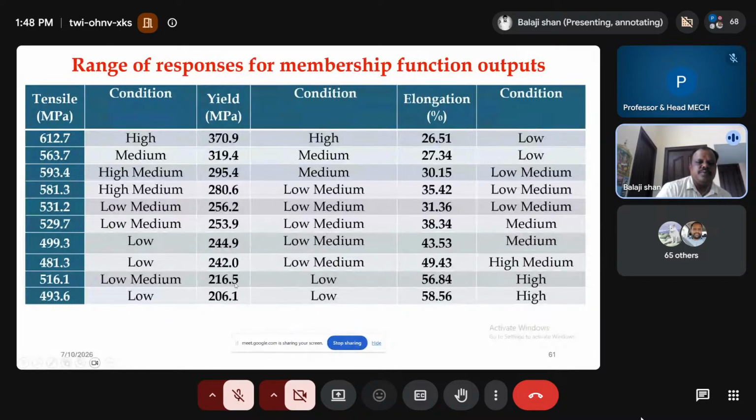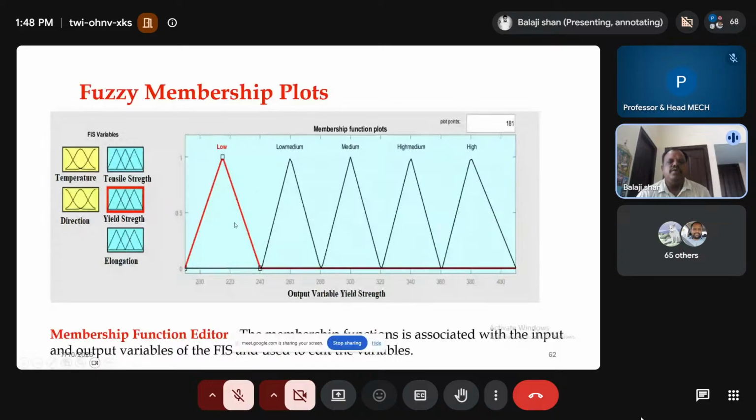Yield strength: low is up to 216, low medium is 216 to 280, medium is 280 to 320, and high is more than 320. Based on that, we are creating the membership functions in the fuzzy membership plotters.